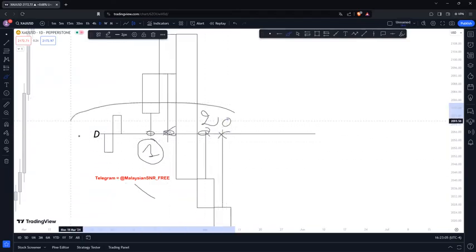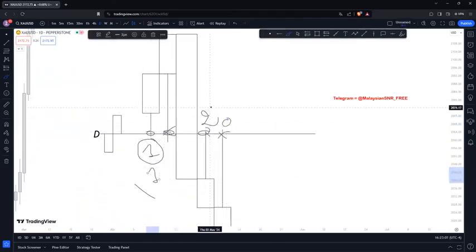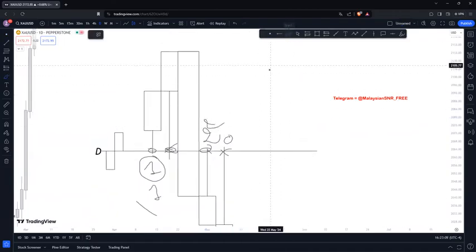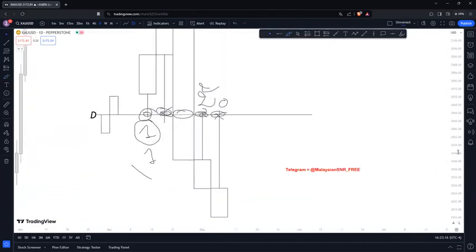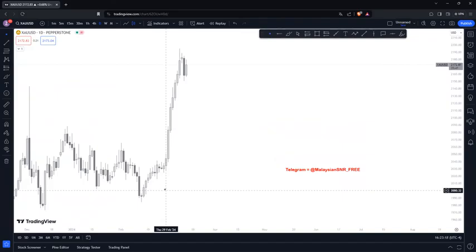So in total, how many times did we use the daily? 1, 2. How many times did we touch it? So used it twice and touched it 1, 2, 3, 4, 5 times. Okay, so you get the difference between touched and used, guys.